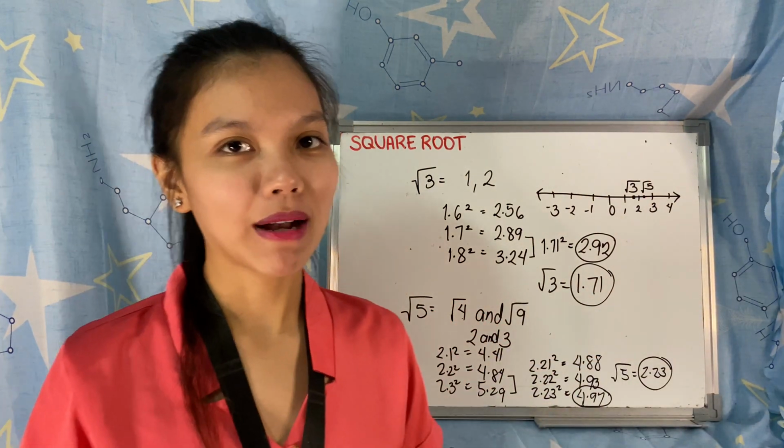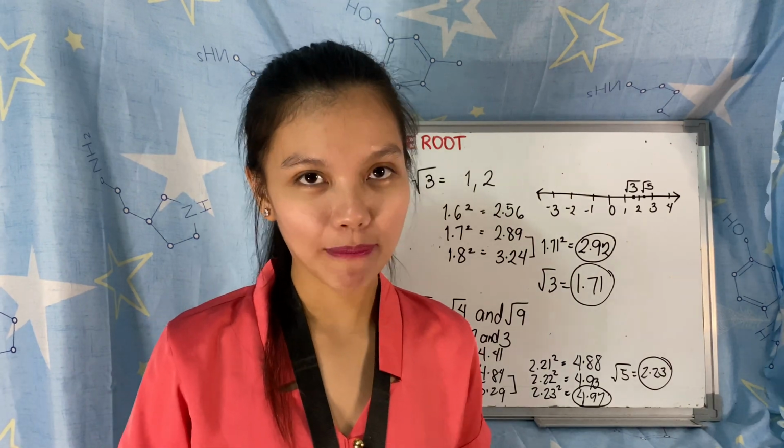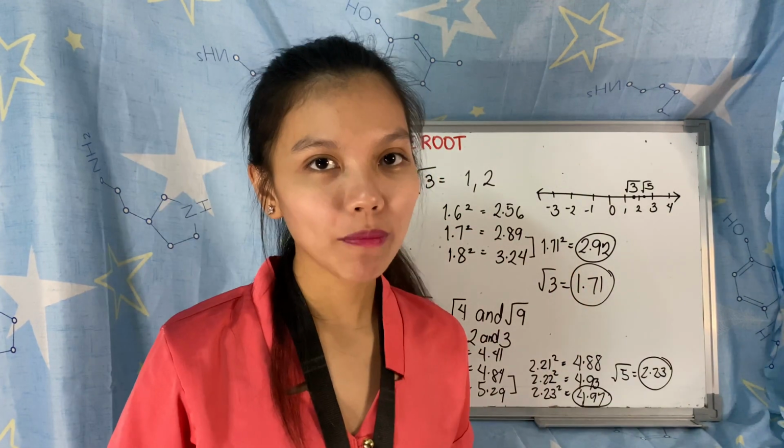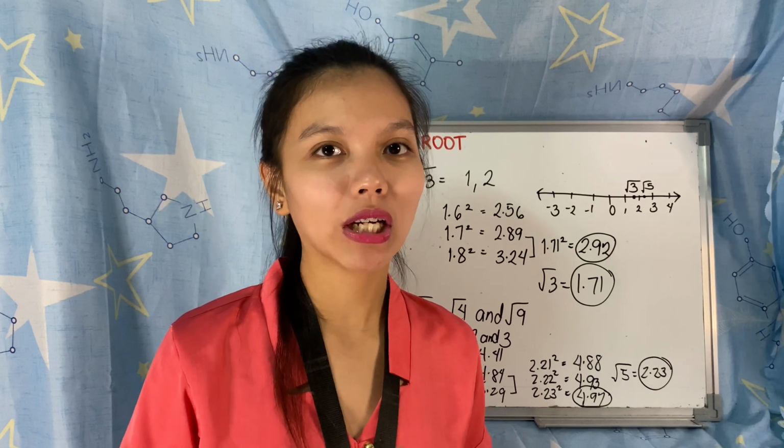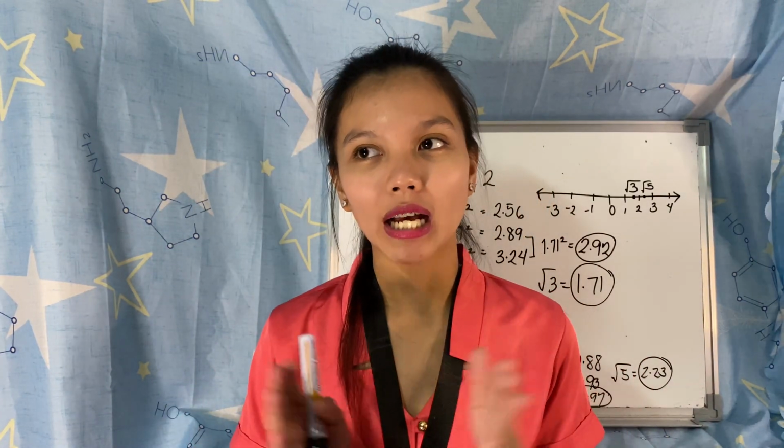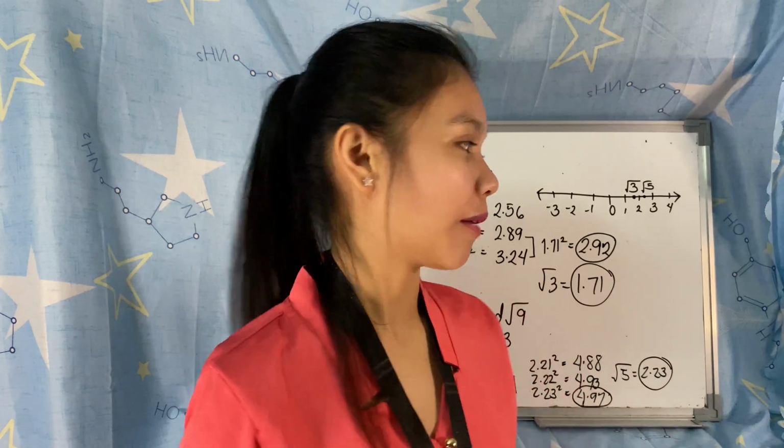So, dyan siya makikita. So, ganun lang kadali mag-plot ng points or mag-plot ng ating square root ng ating mga given numbers dun lang sa ating number line. Just estimate its value. So, yan ay about sa ating irrational numbers.